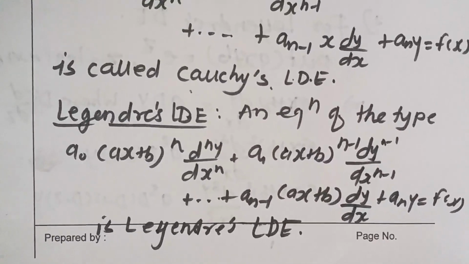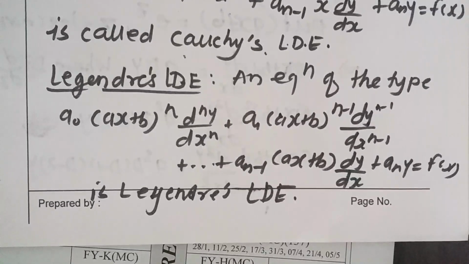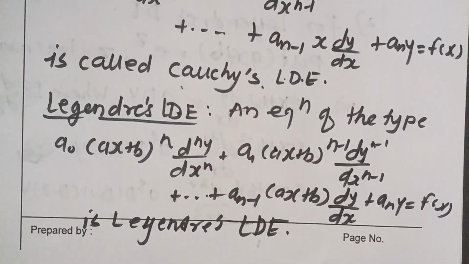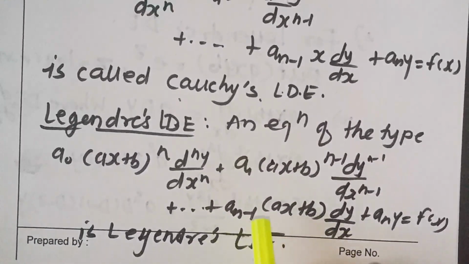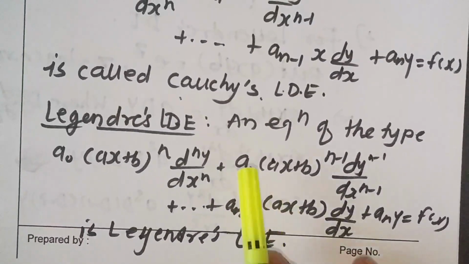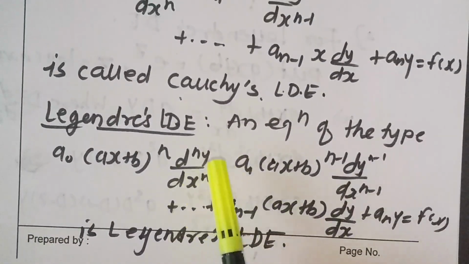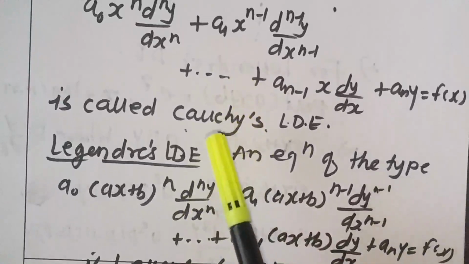Legendre's linear differential equation is defined as an equation of the type a0 (ax+b)^n d^n y/dx^n plus a1 (ax+b)^(n-1) d^(n-1) y/dx^(n-1) plus ... plus a(n-1) (ax+b) dy/dx plus an y equals f of x. This is called Legendre's linear differential equation. This is linear also. Now what is the difference between the two?